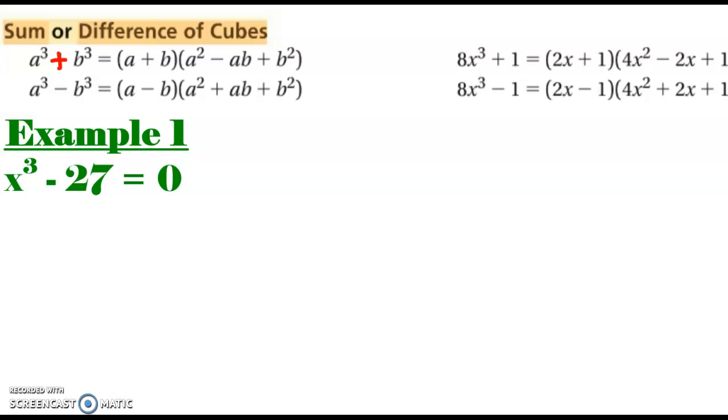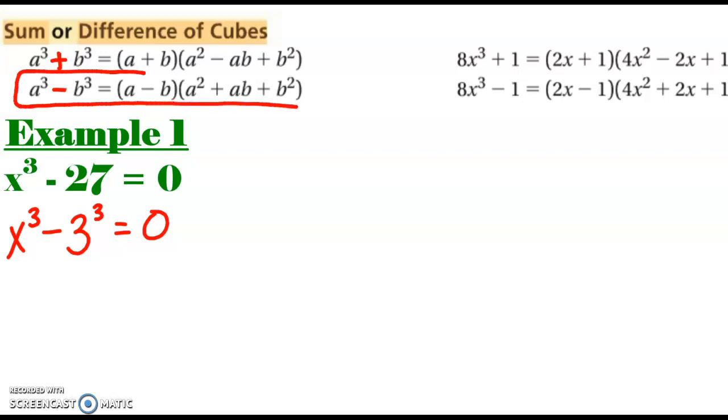And if you have a cubed minus b cubed, it factors down to a minus b times a squared plus ab plus b squared. So in our first example here, we have x cubed minus 27. Well, 27 is a cube, right? That's like x cubed minus 3 cubed. So we'd be following our difference of 2 cubes pattern, and going with the formula, a would be x and b would be 3.